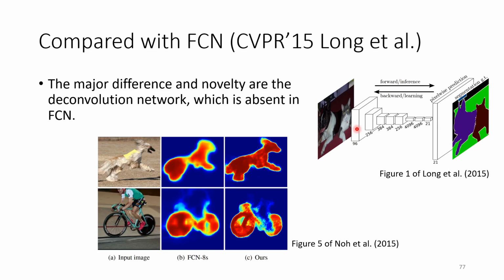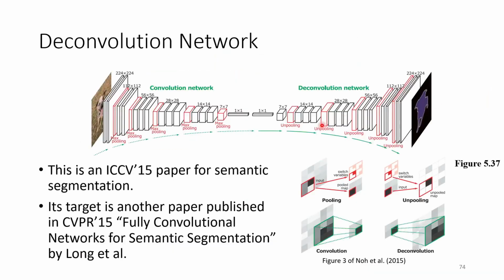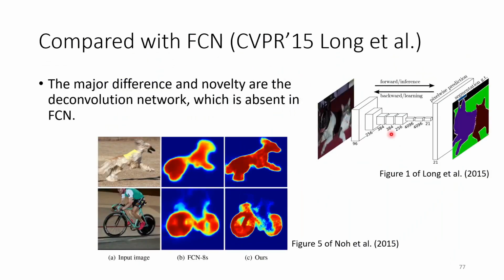Okay, so let's take a look. Let's say, given an image, there are several convolution layers. And finally, they use the convolution layer to predict whether the pixel belongs to the dog, the cat, or the sofa, right? So what's the difference? The only difference is this part. The deconvolution network has the deconvolutional part, and the fully convolutional network doesn't have the deconvolution part.